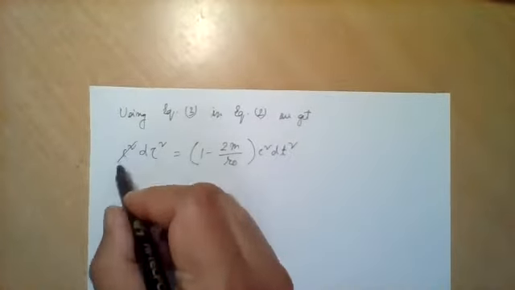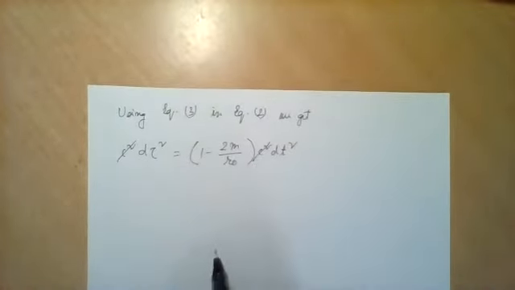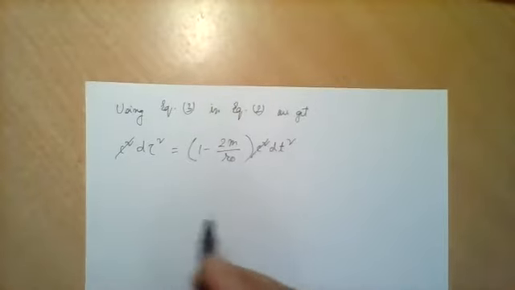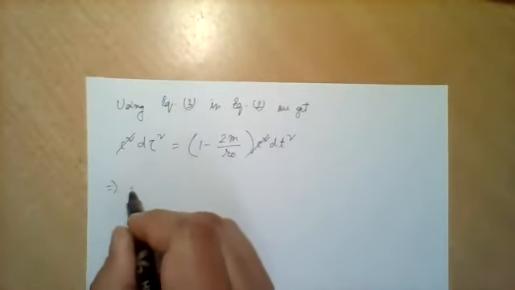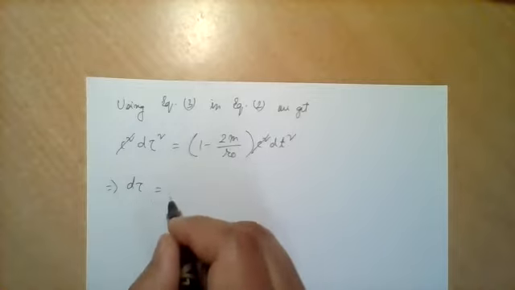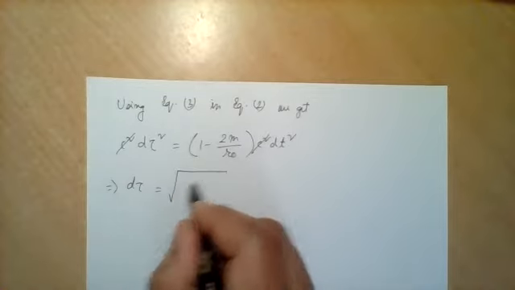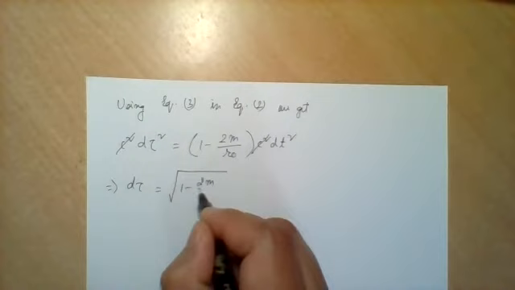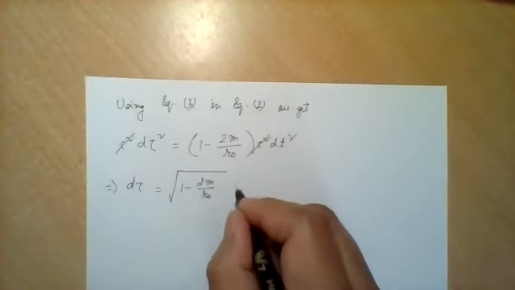Now c squared cancels. Then if I take the square root of both sides, what should we get? This implies d tau will be equal to the square root of 1 minus 2m by r0 dt.